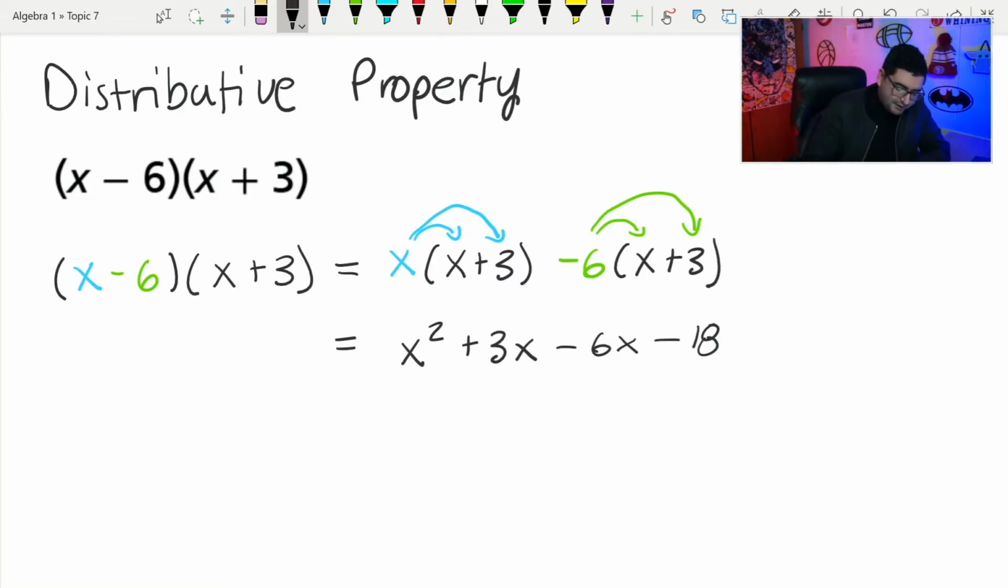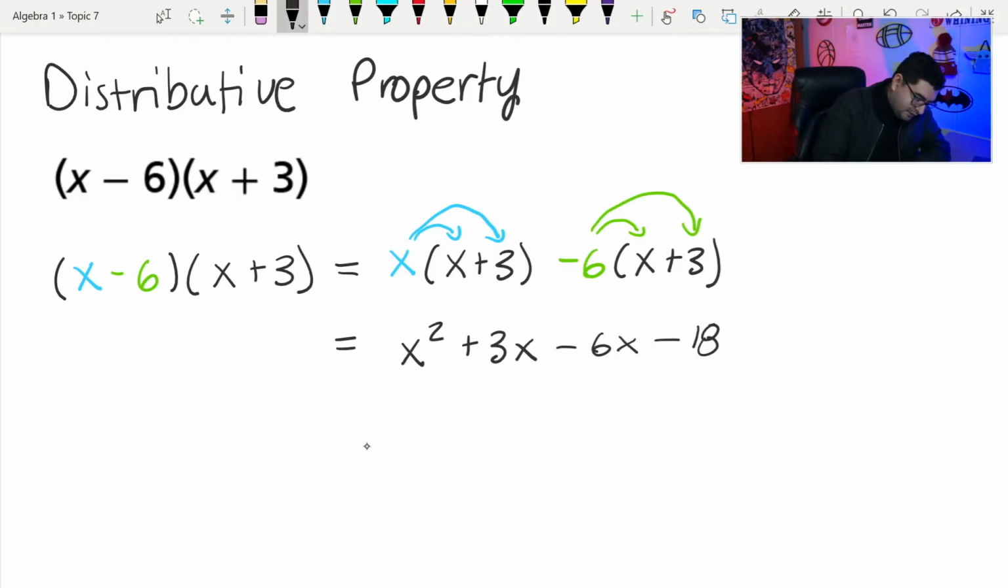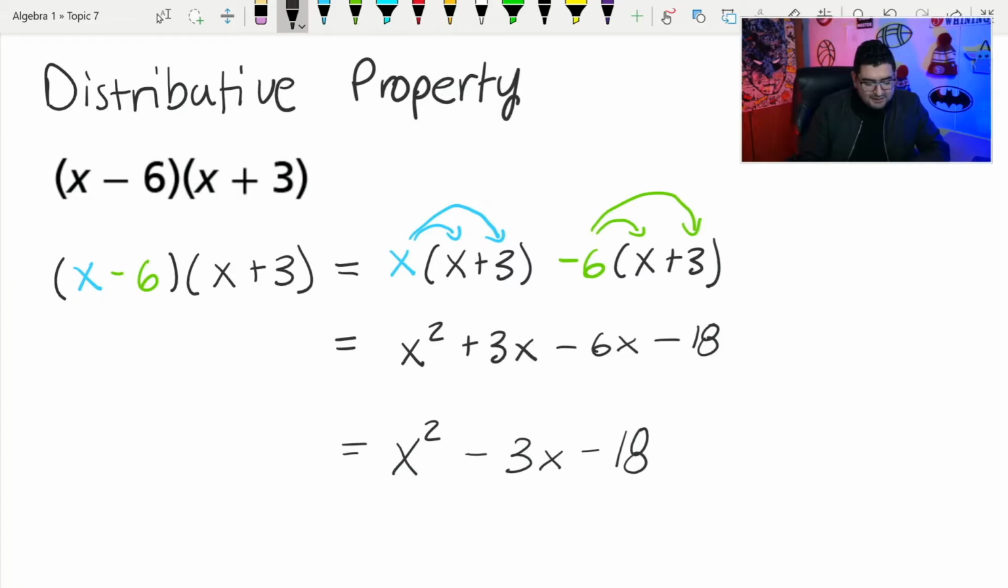The last thing I need to do is check to see if there is anything here that I can combine. Here in the middle, I have what we call like terms, because these only have an x. They have the same variable raised to the same power. So I can combine those, and that would give me x squared, 3x minus 6x, that would be a negative 3x, minus 18. And that's how we multiply 2 binomials by each other by using the distributive property.